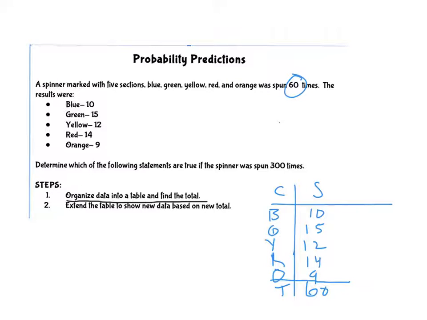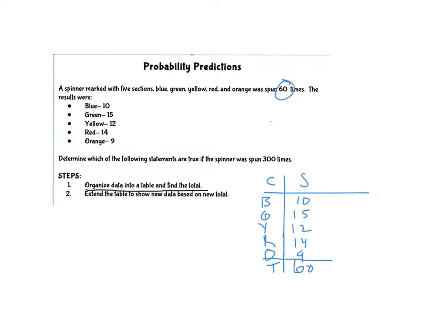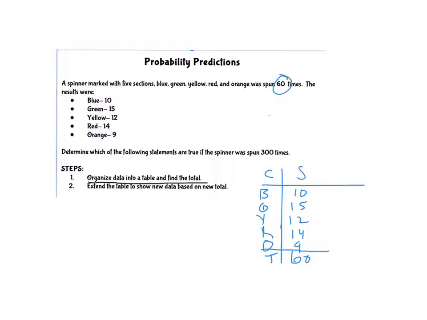So now what we're going to look at is, what happens if we want 300 spins? To do that, we're going to extend the table. We're going to make our table longer. And our third column, and I'm going to change colors here so we can see the difference, is going to be our prediction column.